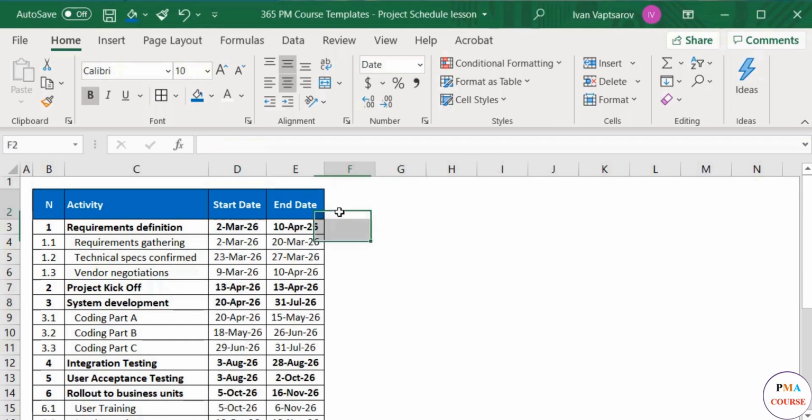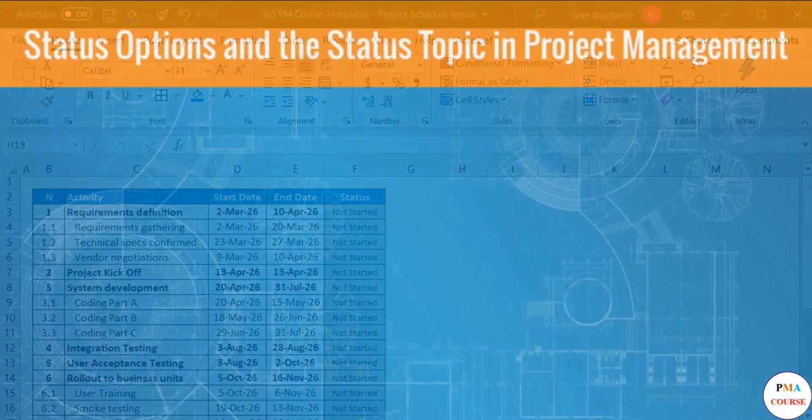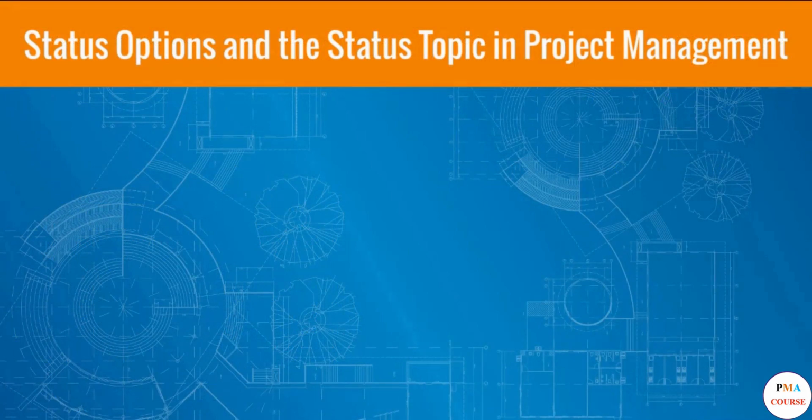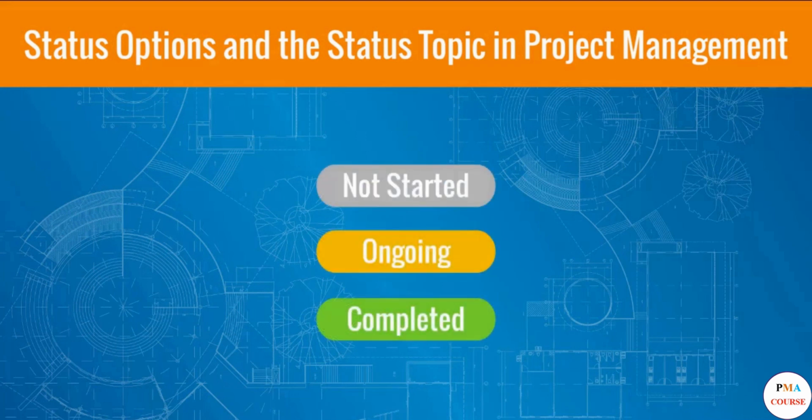Great. Next one, status column. We know how to set it up, creating the drop-down menu and using the conditional formatting functionality to assign colors. It is also a good moment to pause here and discuss in more detail the status options and the status topic in project management in general. So far, we use the statuses not started, ongoing, and completed.